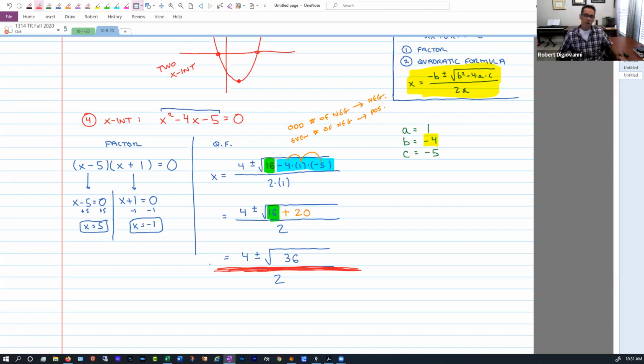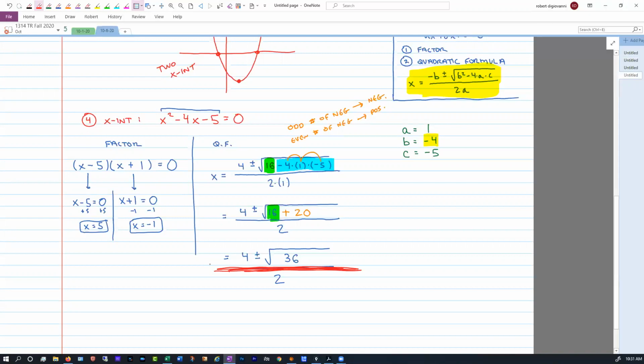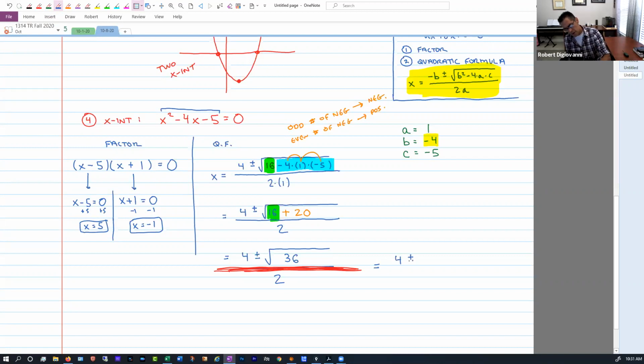So how about the square root of 36? What does that mean? We're saying square root of 36, that means what number times itself is 36? 6. So that just becomes 4 plus or minus 6 all over 2, right? The square root of 36, that whole thing just becomes the number 6. That's what the square root means. Square root of 4 is 2. Square root of 9 is 3. Square root of 16 is 4. Square root of 25 is 5. So you have to know some of the perfect squares if you're going to be able to do that.